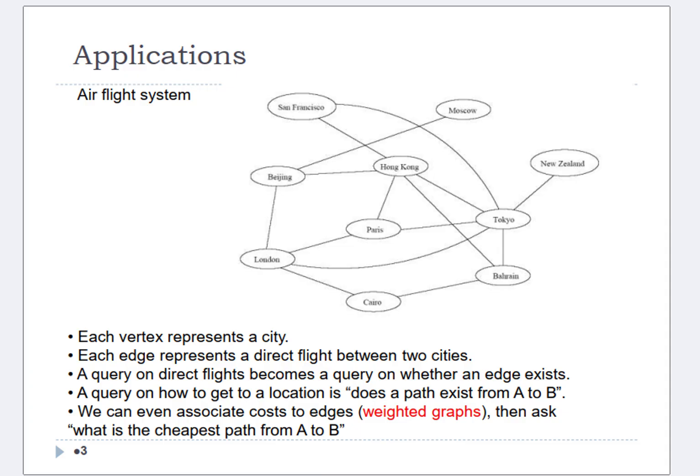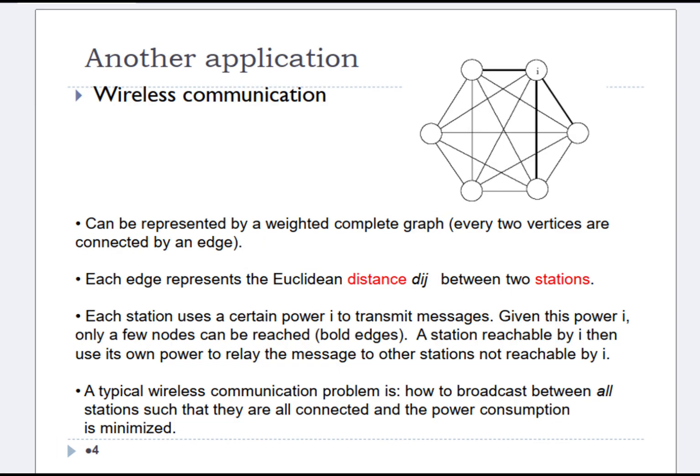3. Another application, wireless communication, can be represented by a weighted complete graph. Every two vertices are connected by an edge. Each edge represents the Euclidean distance between two stations. Each station uses a certain power I to transmit messages. Given this power I, only a few nodes can be reached, shown as bold edges. A station reachable by I can then use its own power to relay the message to other stations not reachable by I. A typical wireless communication problem is how to broadcast between all stations such that they are all connected and the power consumption is minimized.